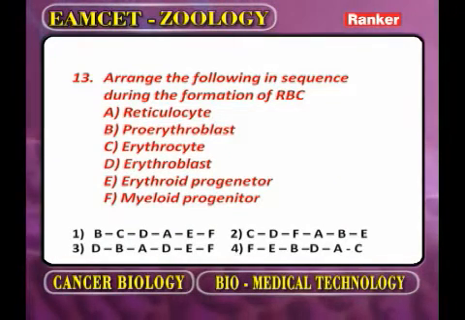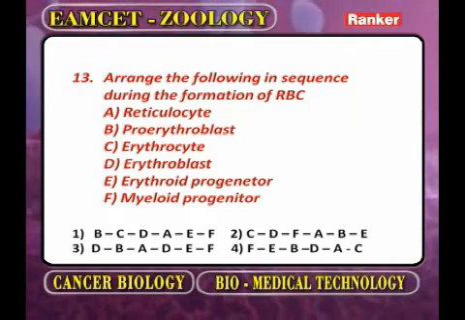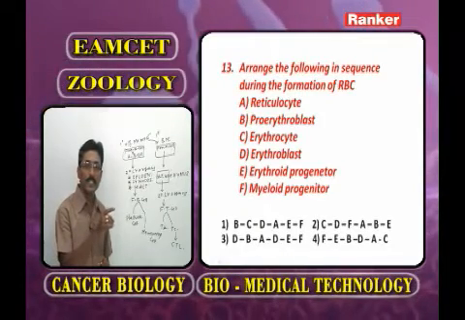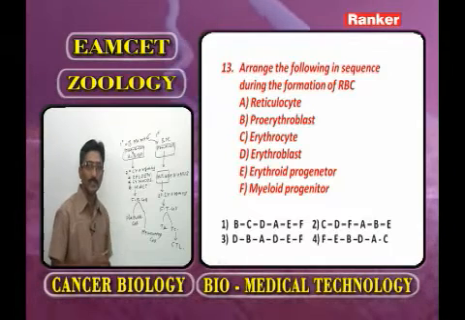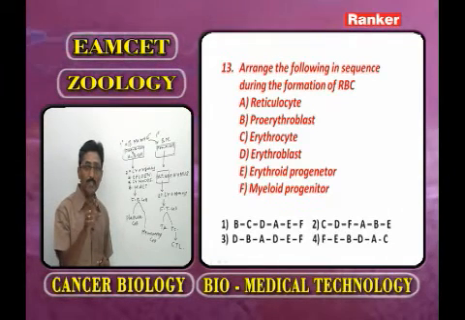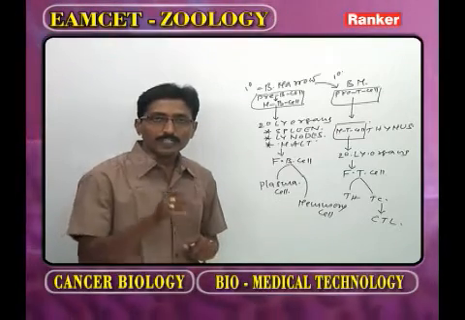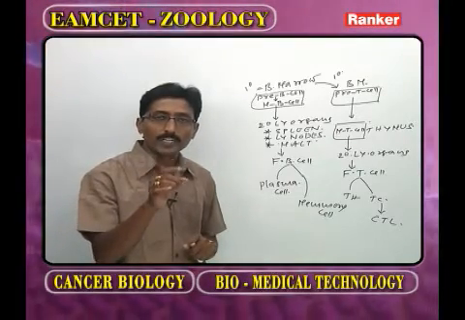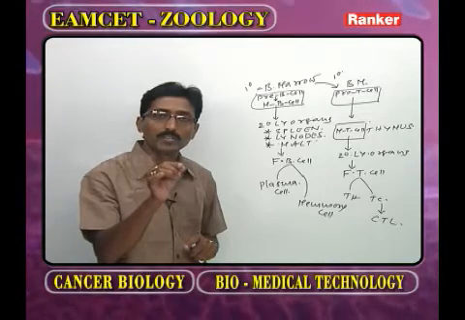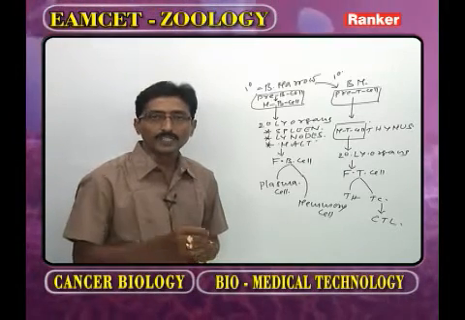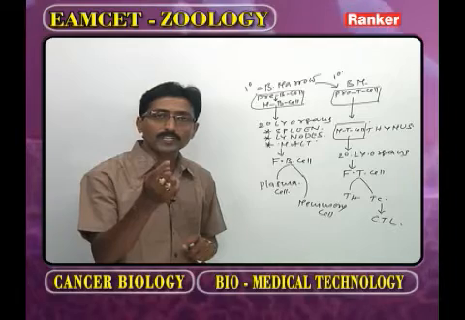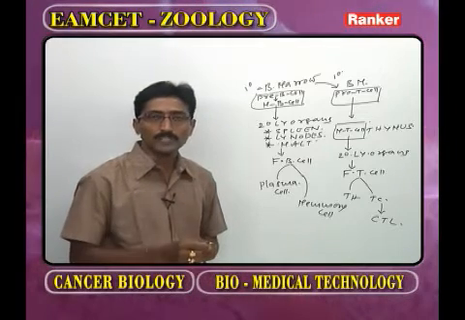Arrange the following in sequence during the formation of RBC. The question is repeated. Now, this question is discussed in the last one. As we observe, the hematopoietic stem cell gives rise to myeloid progenitor. The myeloid progenitor gives rise to erythroid progenitor. The erythroid progenitor gives rise to proerythroblast.